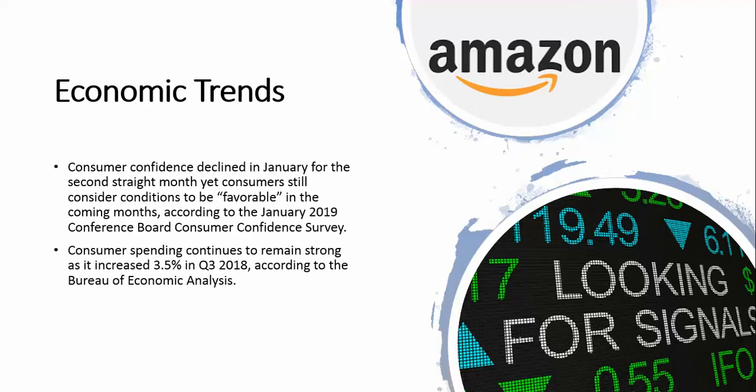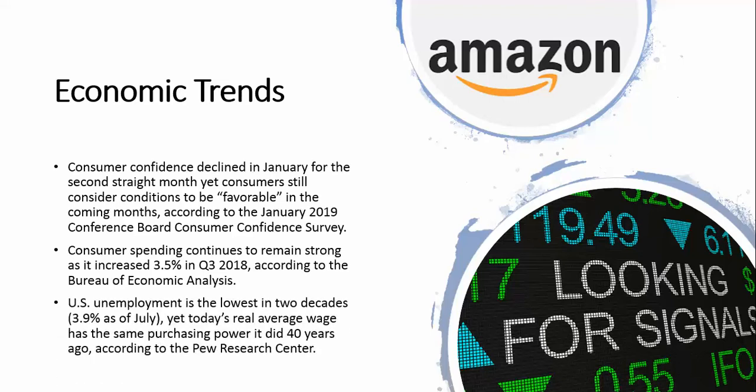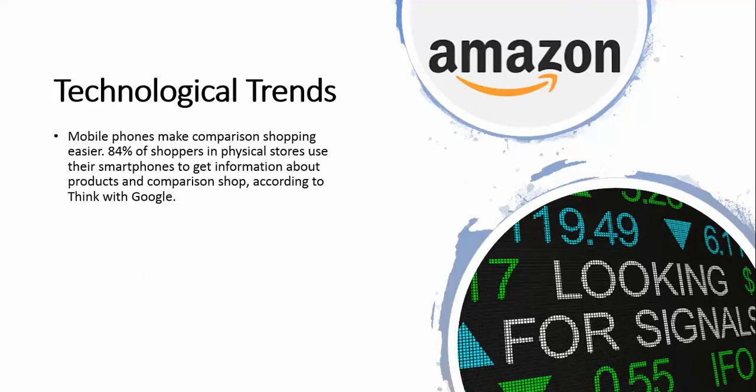Here's another example. Consumer spending continues to remain strong as it increased 3.5% in the 3rd quarter of 2018, according to the Bureau of Economic Analysis. Again, we have data, facts supporting it from a legitimate source. Another example, U.S. unemployment is the lowest in 2 decades. Yet, today's real average wage has the same purchasing power it did 40 years ago. Your analysis should not just be favorable to an organization, it should also cite some unfavorable conditions in order for it to be objective. Let's look next at technological trends.